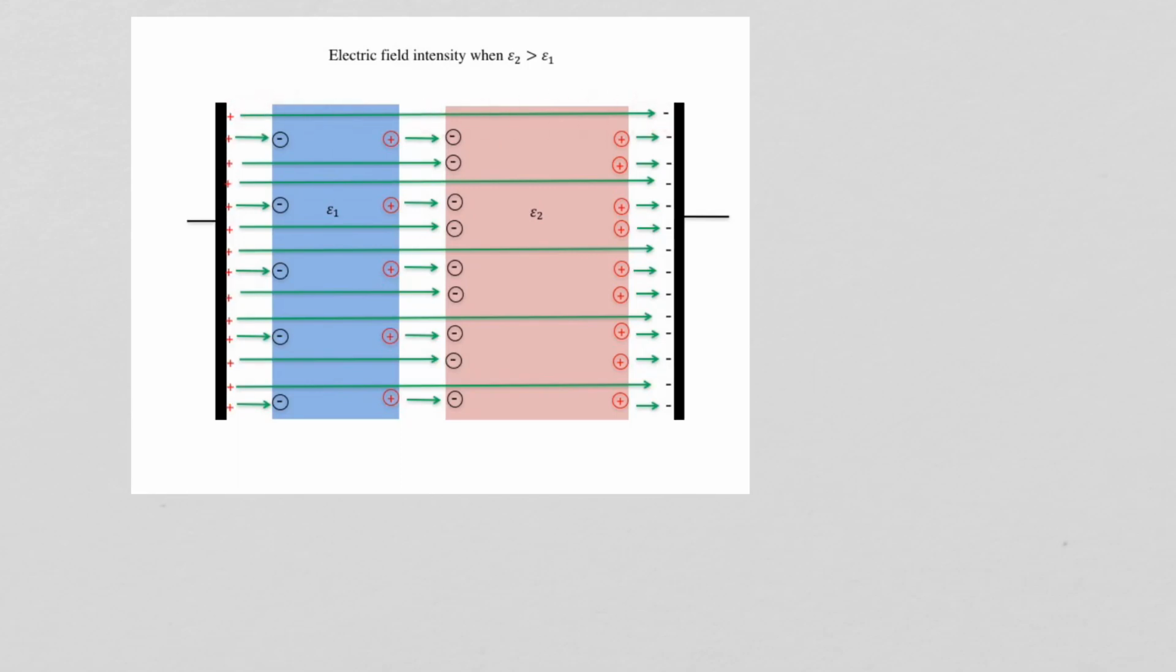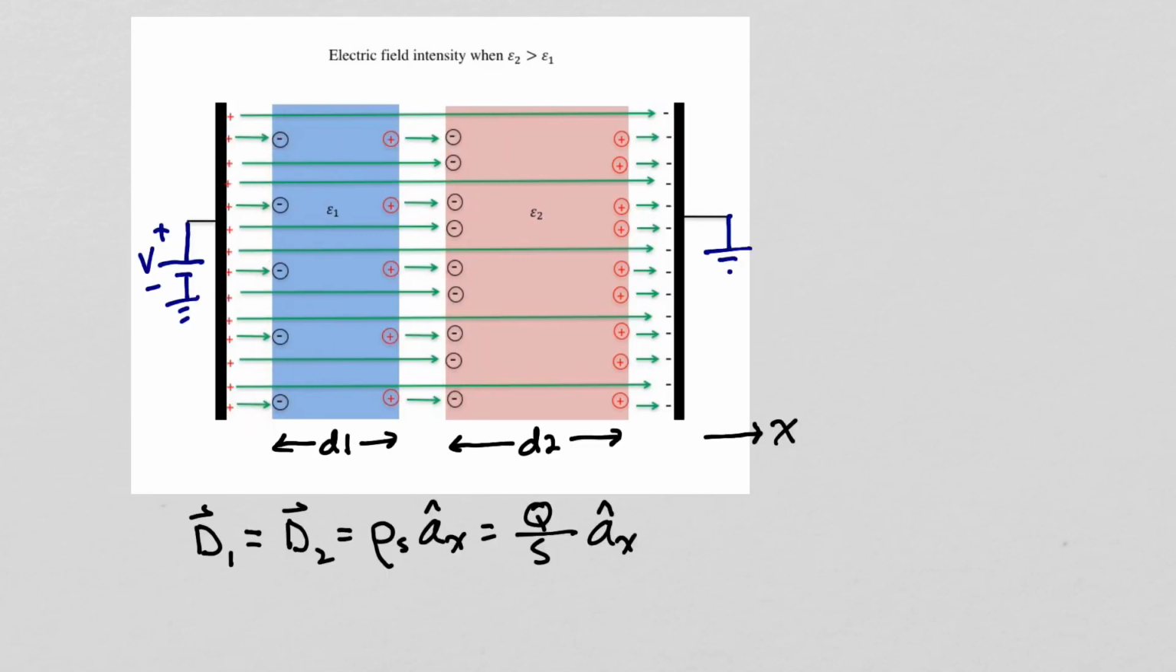The lines we're seeing are indicating electric field intensity. So electric field intensity begins on positive free charge or positive bound charge, and it terminates on negative free charge or negative bound charge. The electric flux density fields have to be the same in the two dielectrics because the electric flux density field is beginning on the positive free charge on the left plate and terminating on the negative free charge on the right plate.